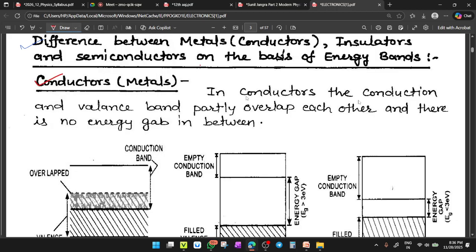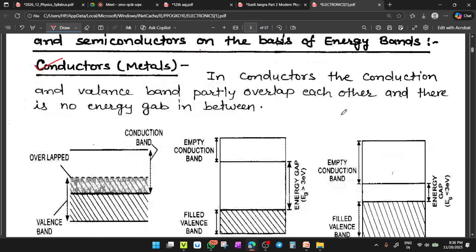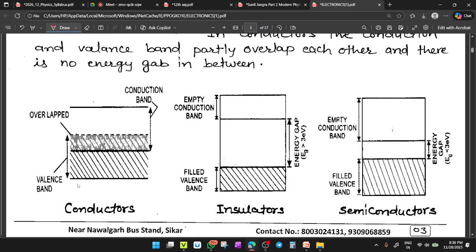First, conductors. In conductors, the conduction band and valence band are partially overlapped with each other and there is no energy gap between them. So make this diagram of conductors. You see this is the valence band and this is the conduction band. Now the valence and conduction bands are overlapped. Previously the conduction band was up to here, but some of the area is overlapped here.